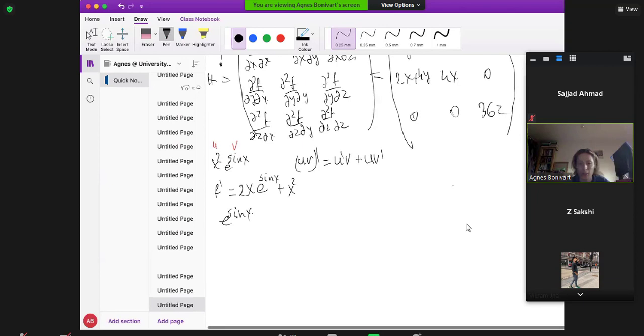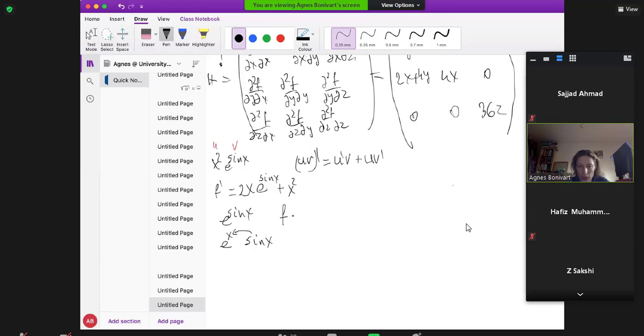Let me explain it for those who are not sure about this. So we have e to the sine x. What kind of function is this? We can see that this function is composed of two functions, e to the x and sine of x. So we put sine of x in place of x here, and we get a composite function, that is f of g of x.